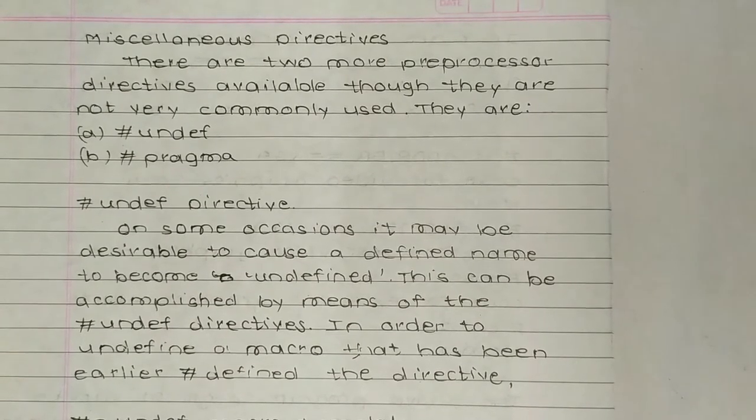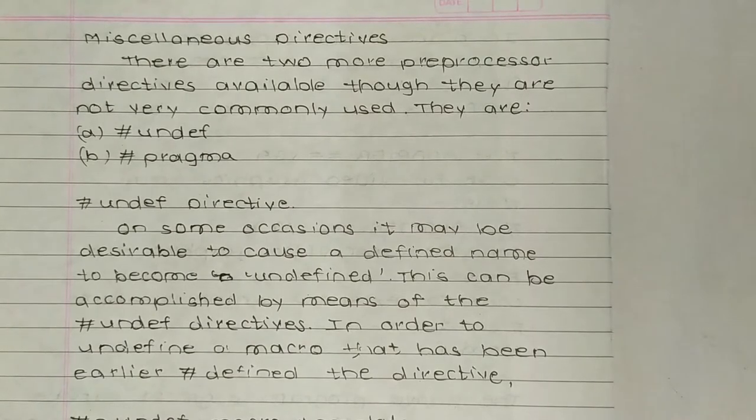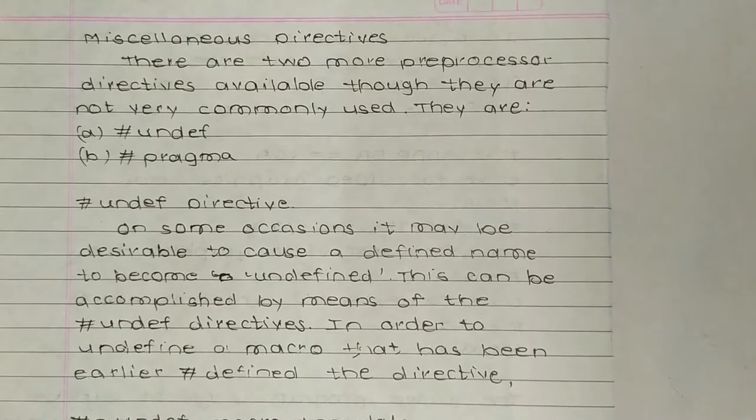Miscellaneous directives. There are two more preprocessor directives available, though they are not commonly used. They are hash undef and hash pragma. So these are two directives. Pragma is very rarely used and undef is also very rarely used. So let us first discuss the undef directive.